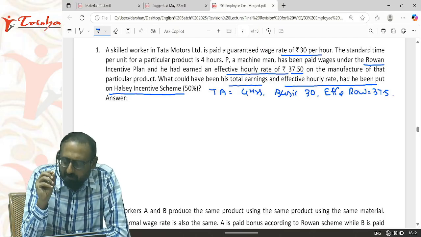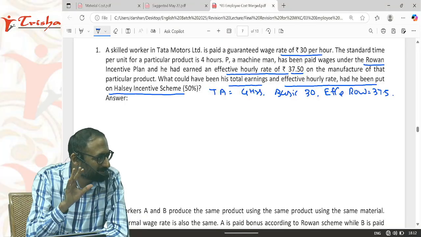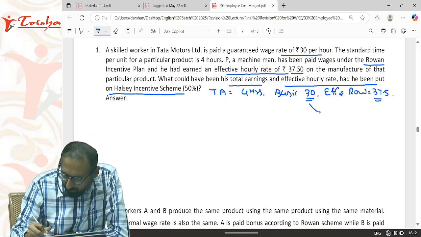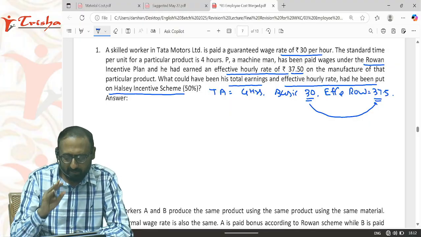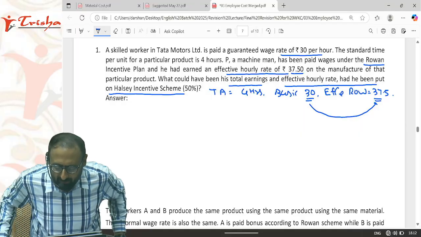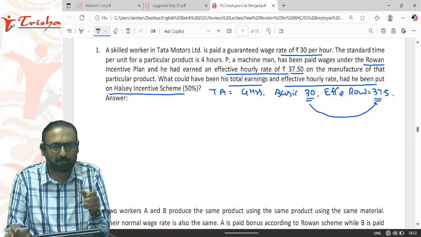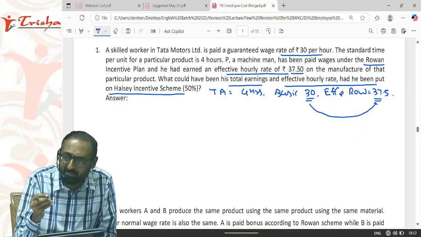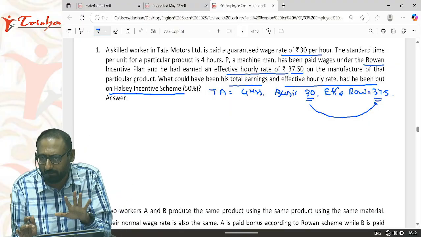The important point not given in this question is the actual hours worked by him. Please tell me why he is getting 37.5 instead of 30. Basic wage rate is 30, but effectively he is getting 37.5, so 7.5 per hour extra. He is getting extra because of the bonus he earned because he saved some time.